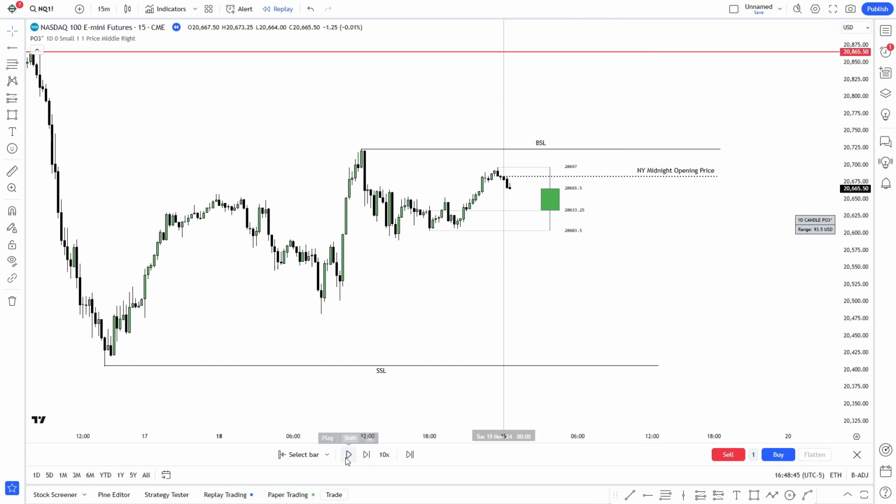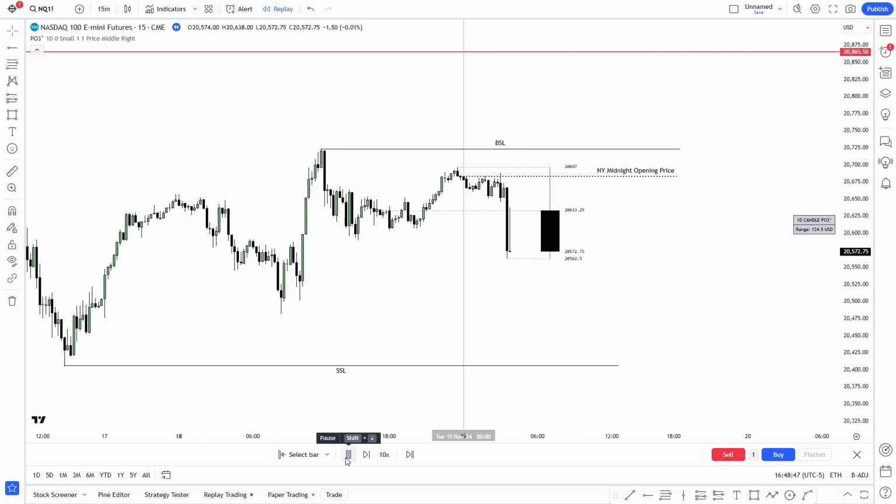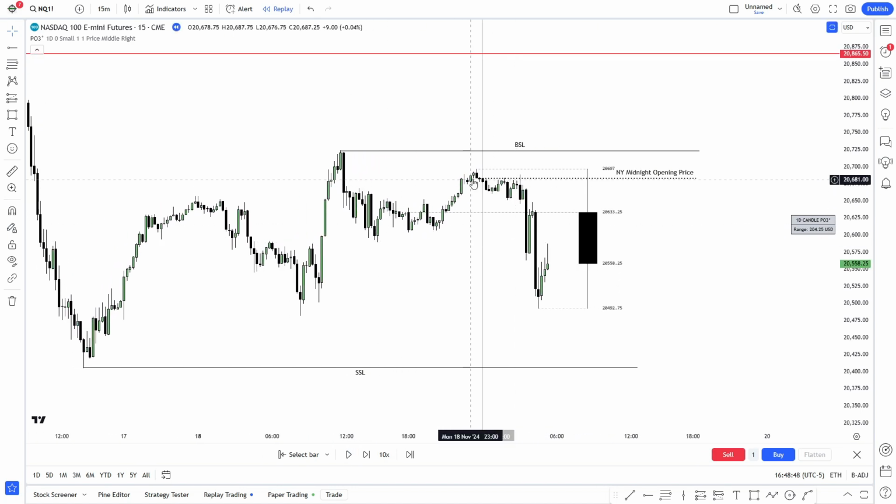So now if we let price play out, okay, we're moving in the wrong direction, or the manipulation phase is currently occurring. Okay, so when we're going against our overall bias, so this is what we want, remember.